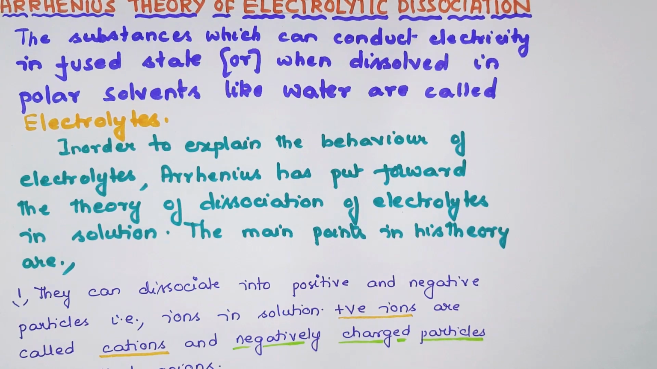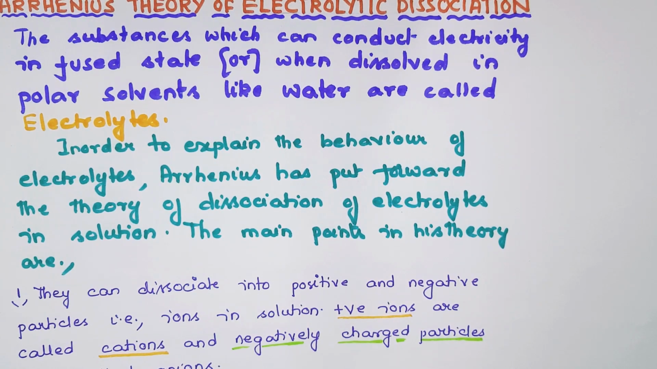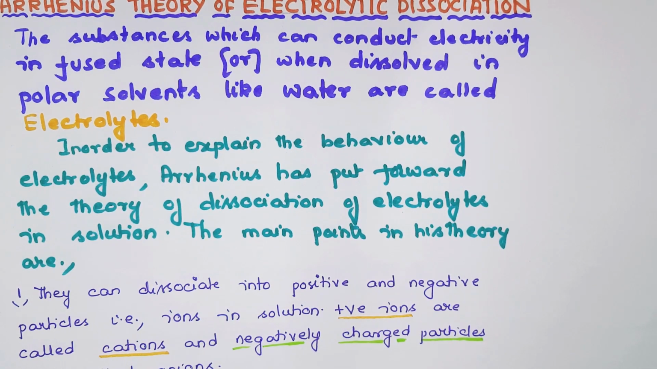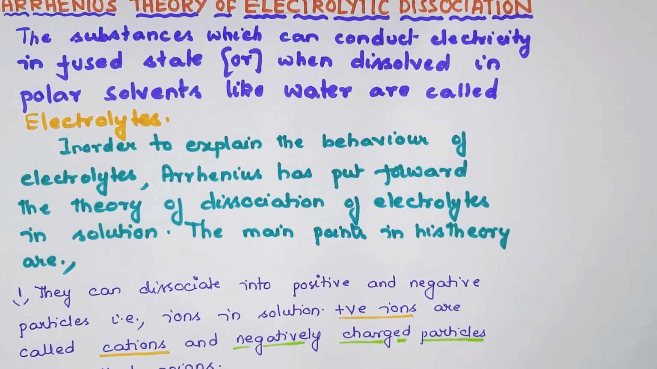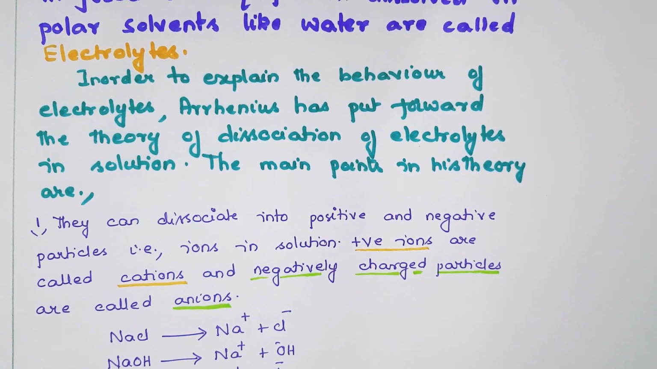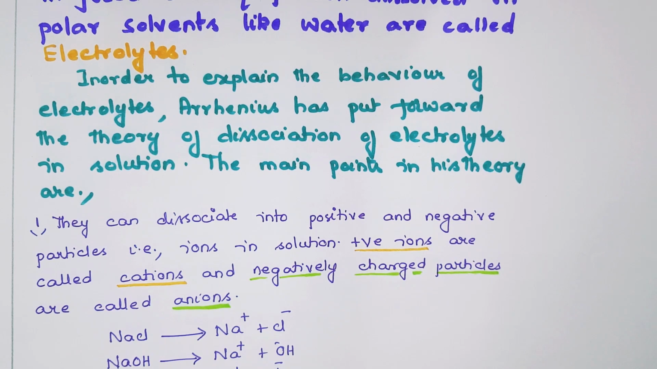Okay, so when an electrolyte is dissolved, or when you add some water to an electrolyte, it will dissociate into two types of particles. What are they? Positive and negative particles, or positive and negative ions in solution. So don't forget to write solution, students. Now what do we call these positive ions and negative ions? Positively charged ions, as you all know, we call them cations, and negatively charged ions are called anions. This is the first point under Arrhenius theory of electrolytic dissociation, students.